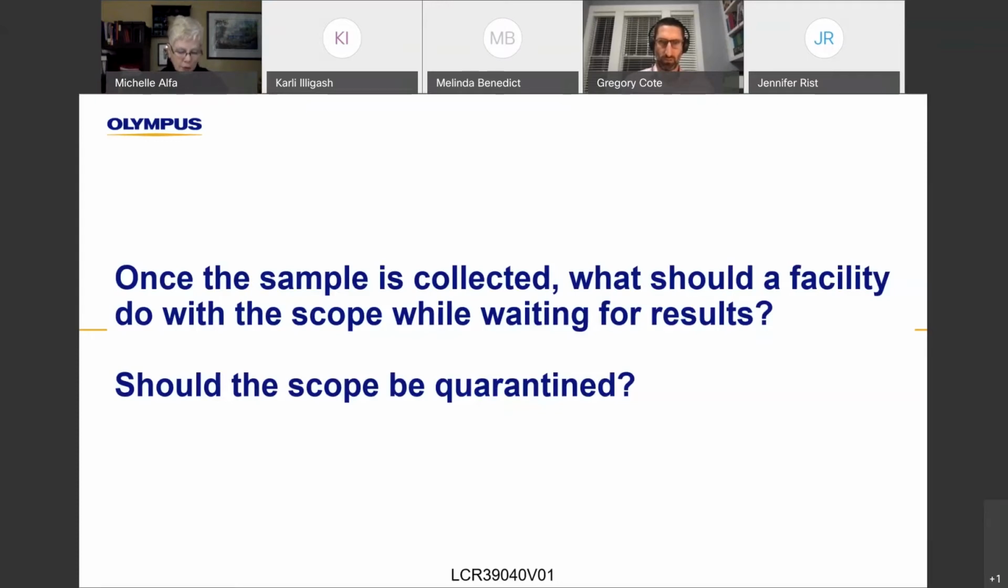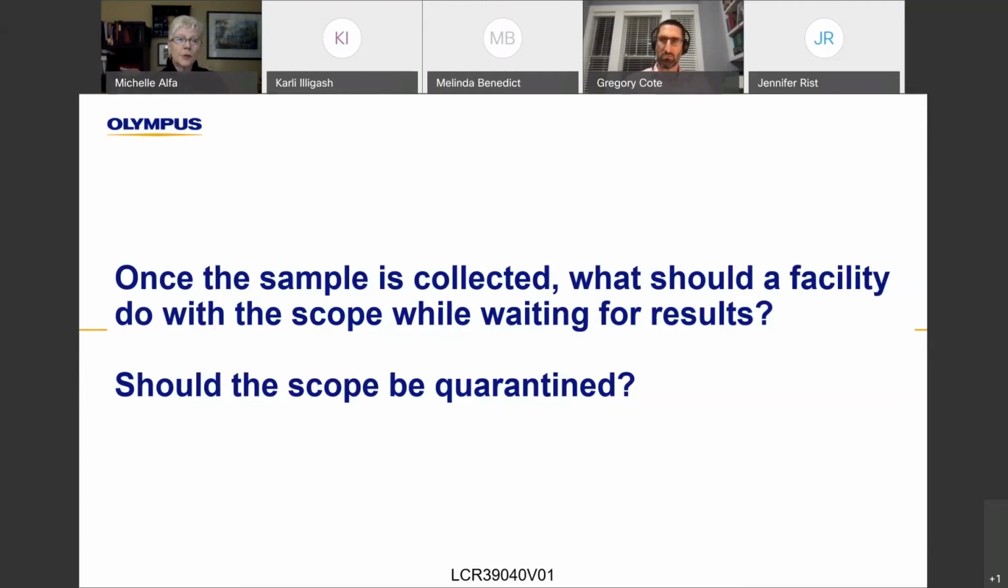The other stage at which some people have taken cultures is after storage, maybe storage overnight or over the weekend. And what that will also give you some feedback on is whether or not there's any replication occurring because you've left moisture in the channels during storage.